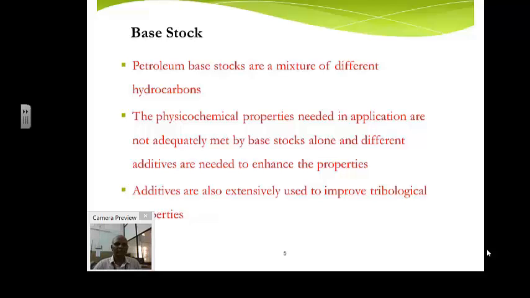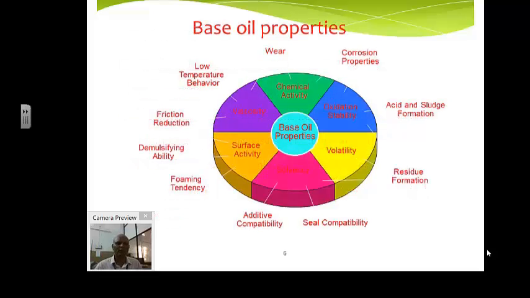So petroleum base stocks are a mixture of various hydrocarbons. As we mentioned earlier, the physico-chemical properties of a base oil will not be able to satisfy all the functional requirements of a lubricant, hence many types of additives are added to enhance their properties. Additives are also extensively used to improve the tribological properties, generally to reduce the friction as well as the wear.